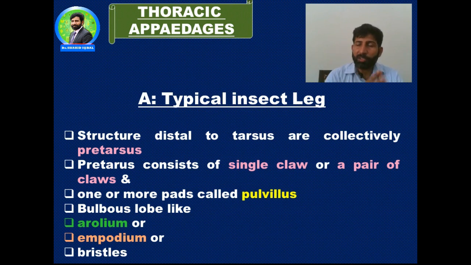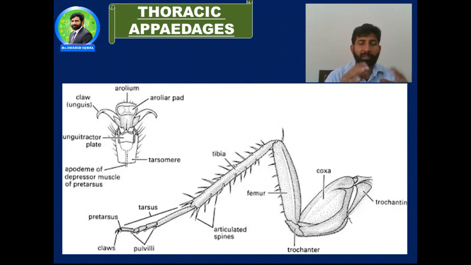Structures distal to the tarsus are collectively called the peritarsus. The peritarsus consists of a single claw or a pair of claws and one or more pads called the pulvillus, a bulbous lobe-like arolium or empodium, or bristles. All these structures are present at the peritarsus. I can show you in this diagram. This is the arolium pad. This is the arolium, these are the claws, and this one is called the empodium.